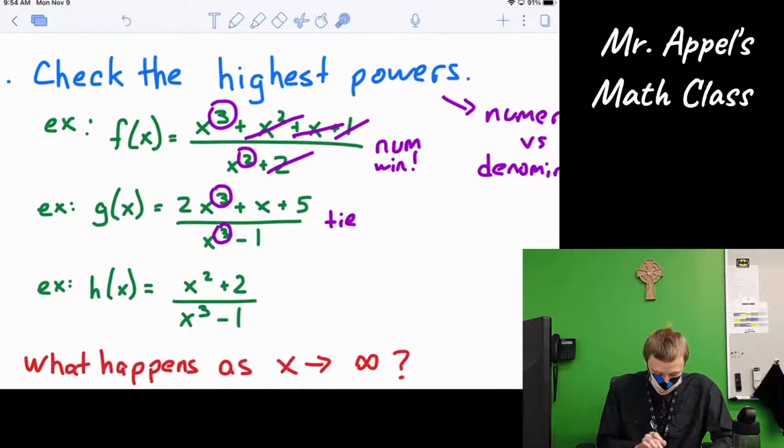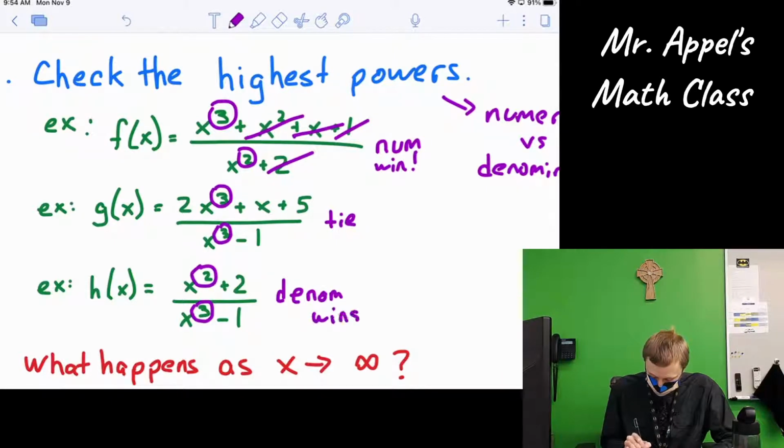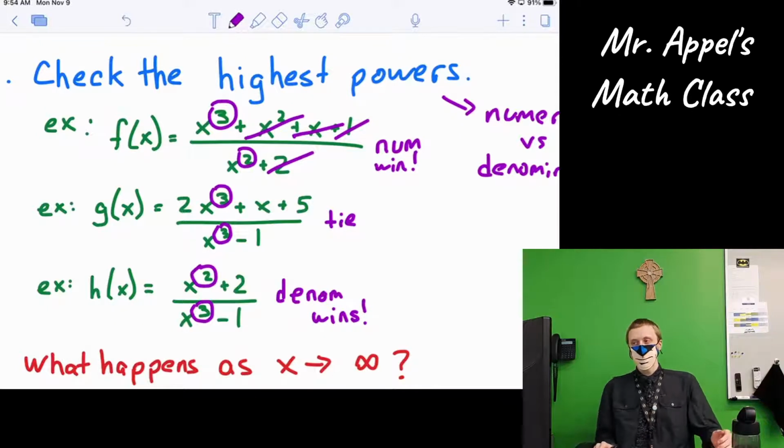And then here, h of x, I've got x squared over x cubed. So which one wins? The denominator wins. Thank you, Leslie. All right. That's what you're going to check for.